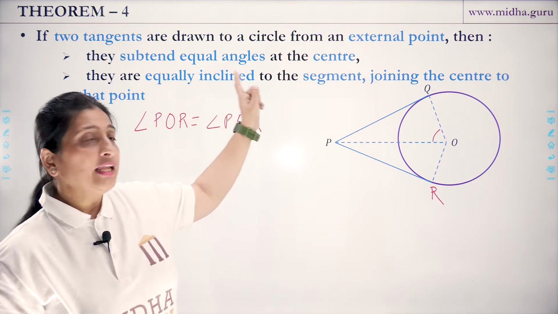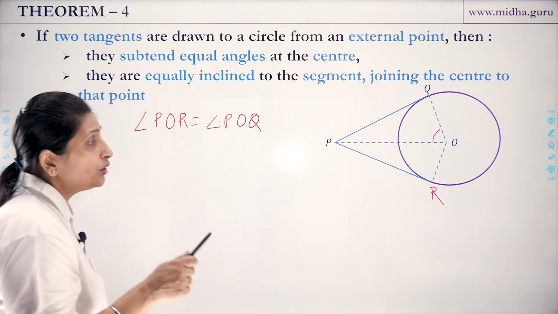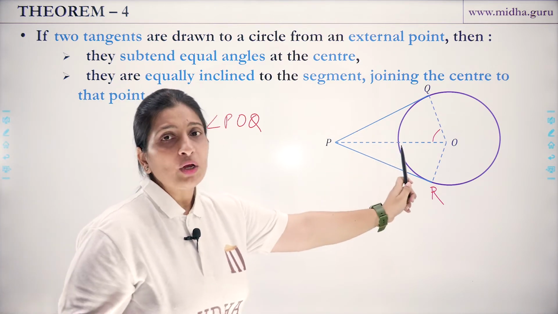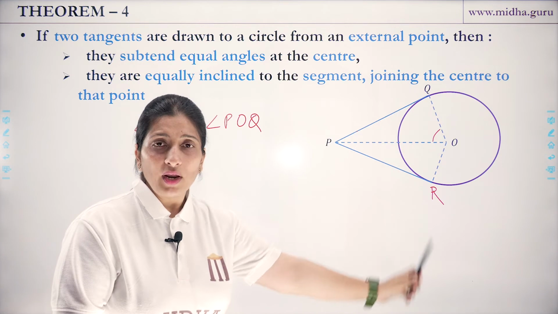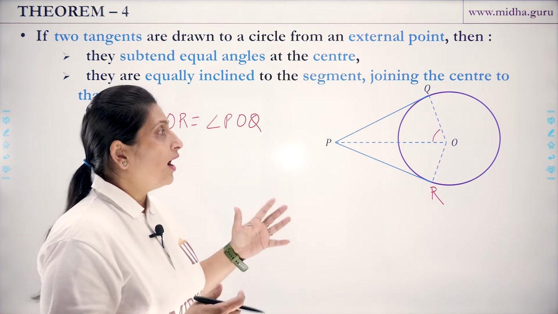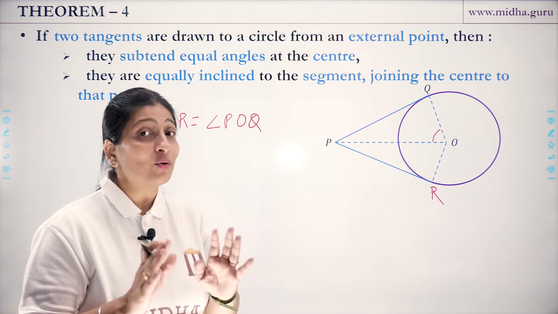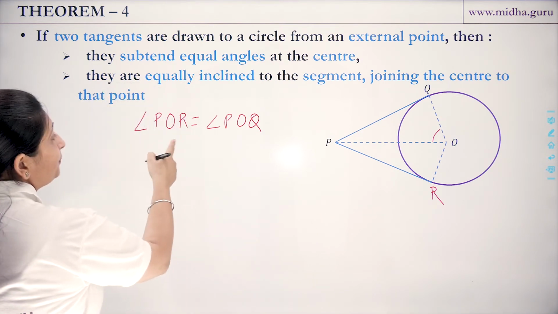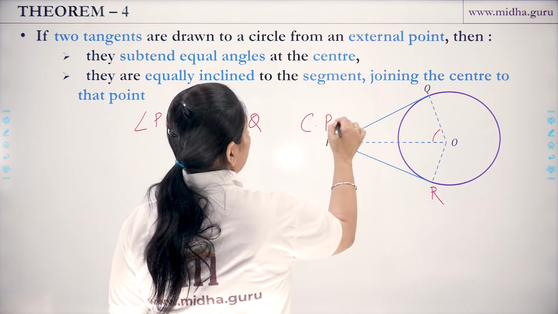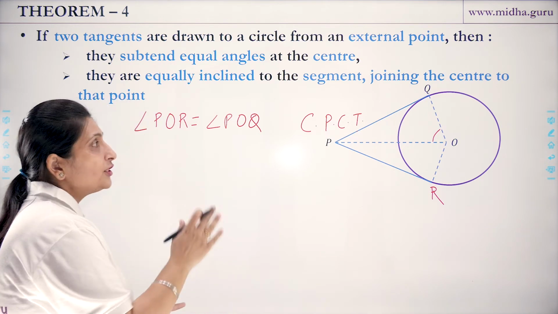First we will see they subtend equal angles at the center. So we have to prove angle POQ is equal to angle POR. Again, we have proved these two triangles to be congruent by RHS. After proving the two triangles congruent, their corresponding angles and sides are also equal. So we can write angle POR is equal to angle POQ, by CPCT, corresponding parts of congruent triangles are congruent. First part we have proved.